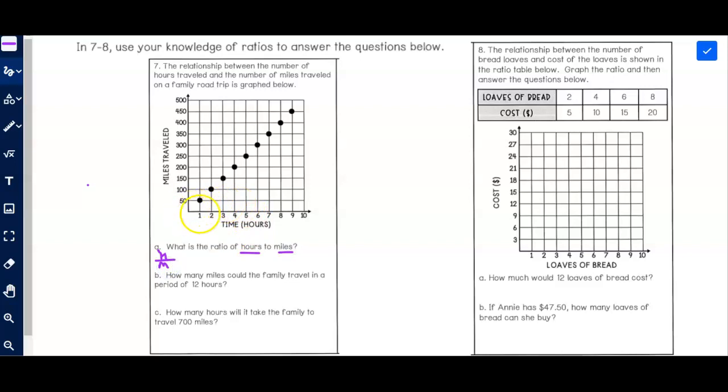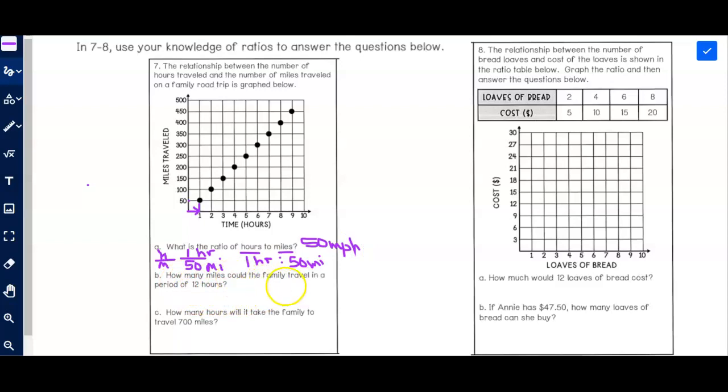When I look at hours, in 1 hour, they traveled 50 miles. So it's 1 hour to 50 miles. That's how we would express it as a fraction. 1 hour to 50 miles with the colon. And then in word form, it would be 50 miles per hour. 3 ways to express it.